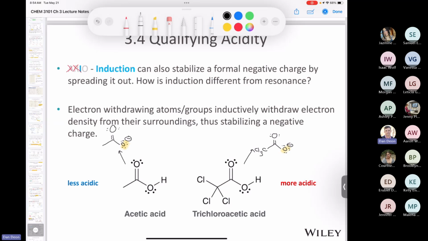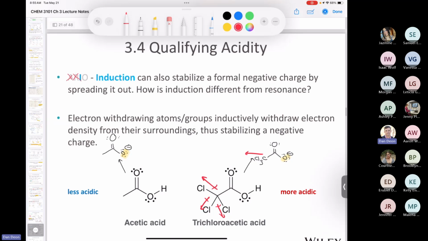We can't use resonance because they both have 2 resonance forms. So then we go to induction. Well, you see that trichloroacetic acid has all these chlorines that are going to pull electron density away like that. What does that do? It stabilizes the negative charge, right? I didn't draw the bonds explicitly here, but you have this huge dipole going this way, which pulls the negative charge in and helps stabilize it, okay?